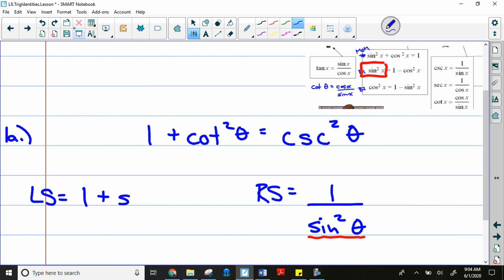Ugh, I did it again, Megan. Cos squared theta over... Now, I don't hate that move. And the reason I don't hate that move is because all of a sudden I'm seeing this on the right-hand side and I've got it on the left-hand side. So I'm moving in the right direction. Keeping this as sine squared theta was the right move.